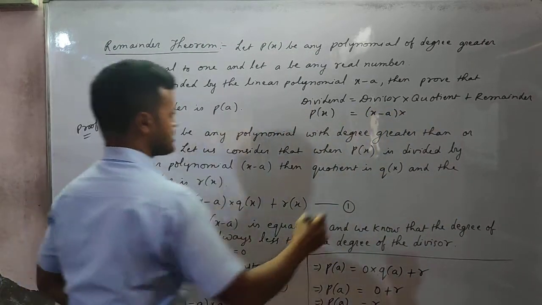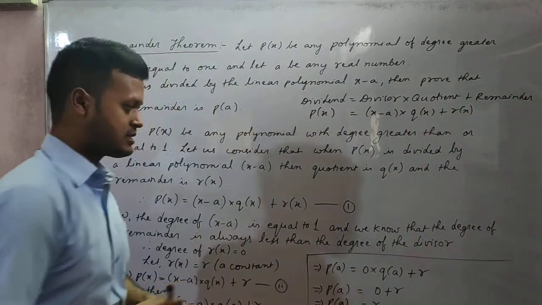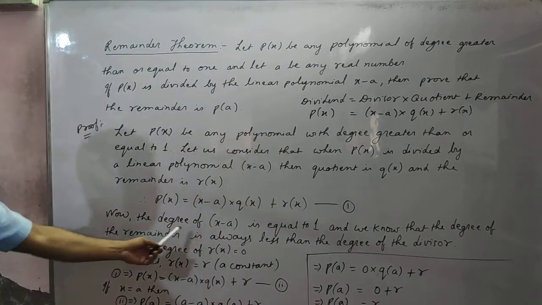What is the quotient, students? qx. So write here qx. And what is the remainder? Rx. So write here Rx. Okay, marking number 1.